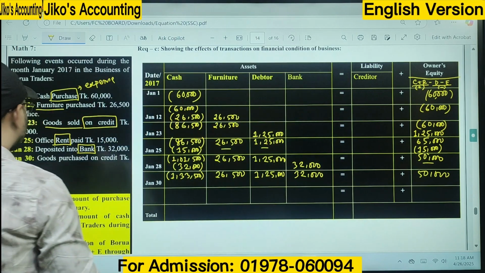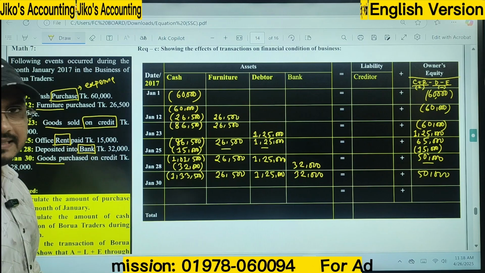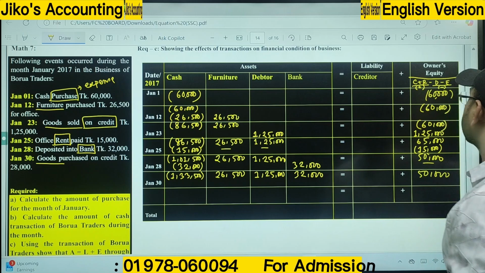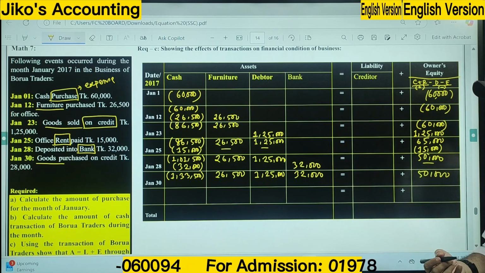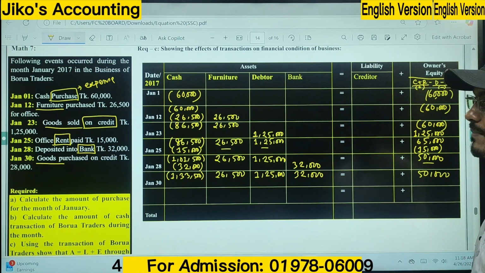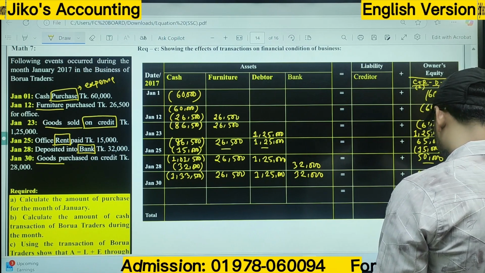Goods purchased on credit taka 28,000. You can see what we have purchased, goods. So goods is an expense. It's always an expense for the business. So where can we put down this figure here? Expenses are an element of the owner's equity that indicates the reduction of equity. What is our total amount here? 28,000. So deduct it. 28,000.